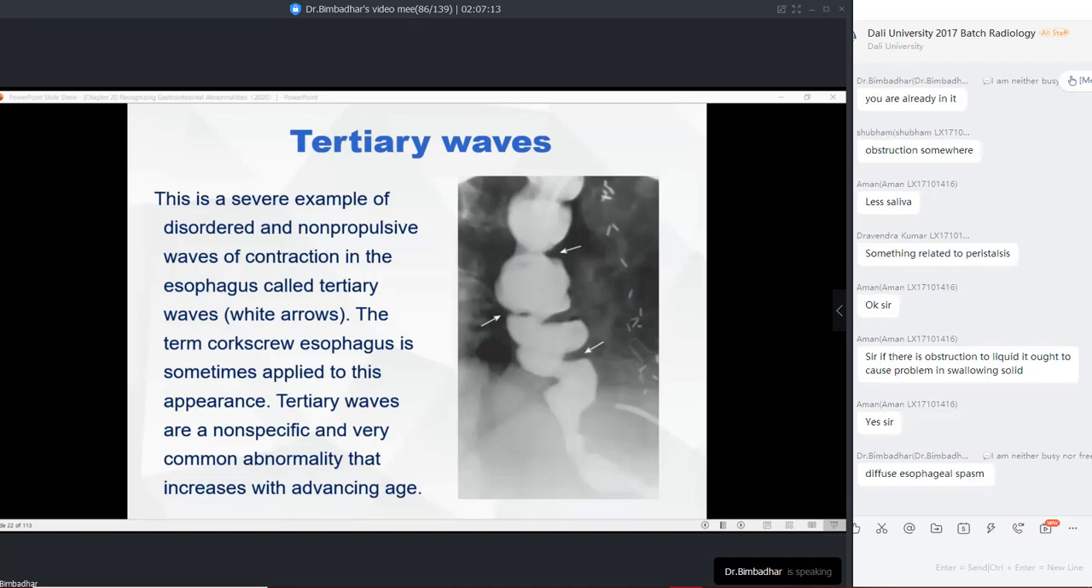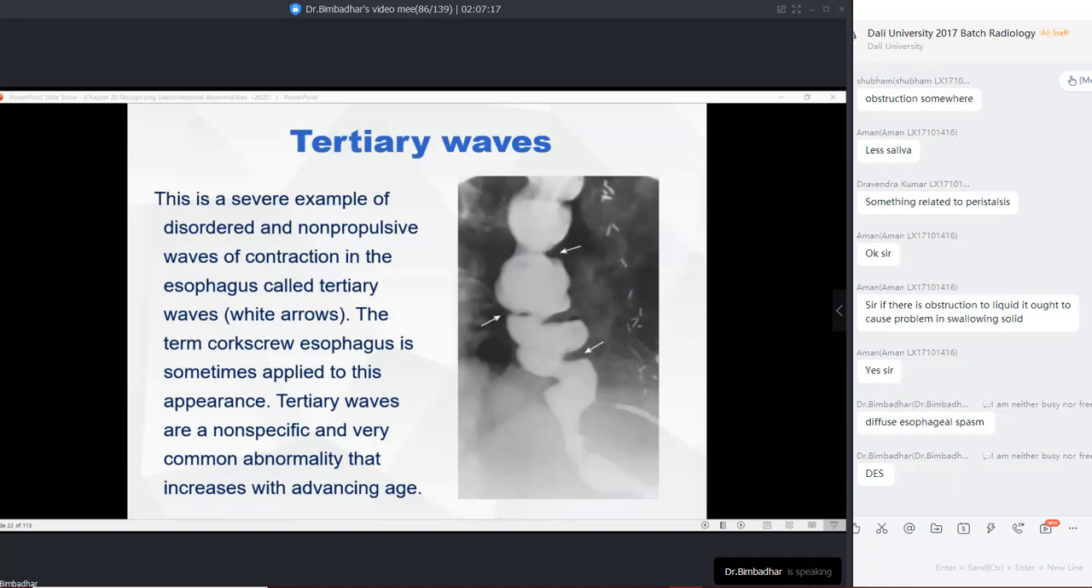Okay, remember, it is also called DES. It is a very, very classical disease, with a very classical appearance which shows you a corkscrew esophagus. Corkscrew esophagus is nothing but, if you think of the same kind of screw that you use to open wine bottles, right?